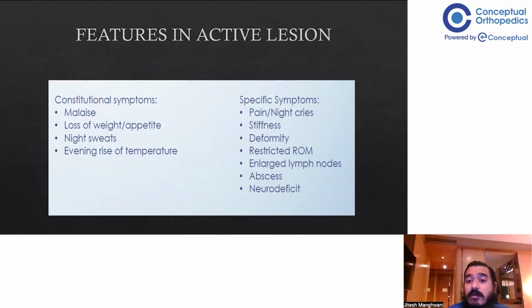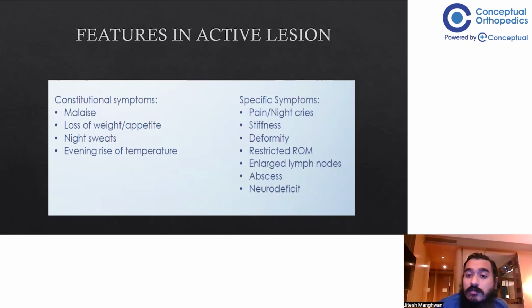Specific symptoms: pain or night cries, stiffness, deformity, restricted range of motion, enlarged lymph nodes, abscess, and neurodeficit. These are the specific symptoms we would see in the active disease, wherein the patient, because of the relaxation of muscles as the bones collide with each other, would complain of pain that increases at night, which may also be associated with night cries.